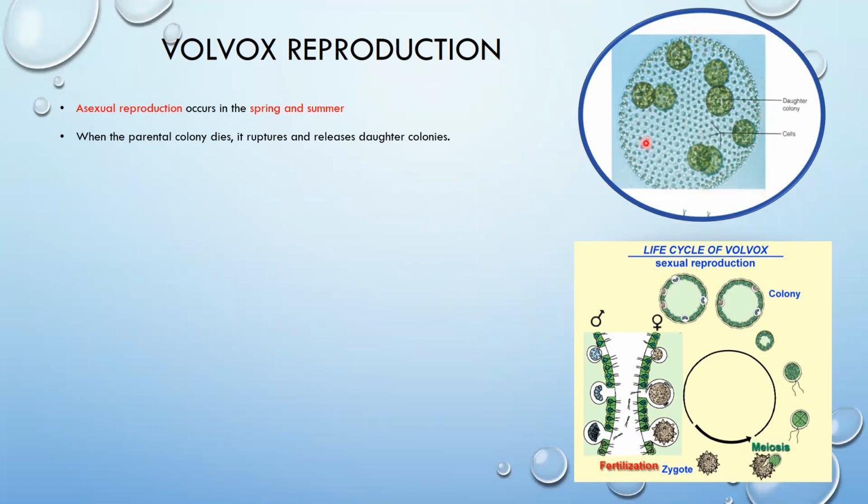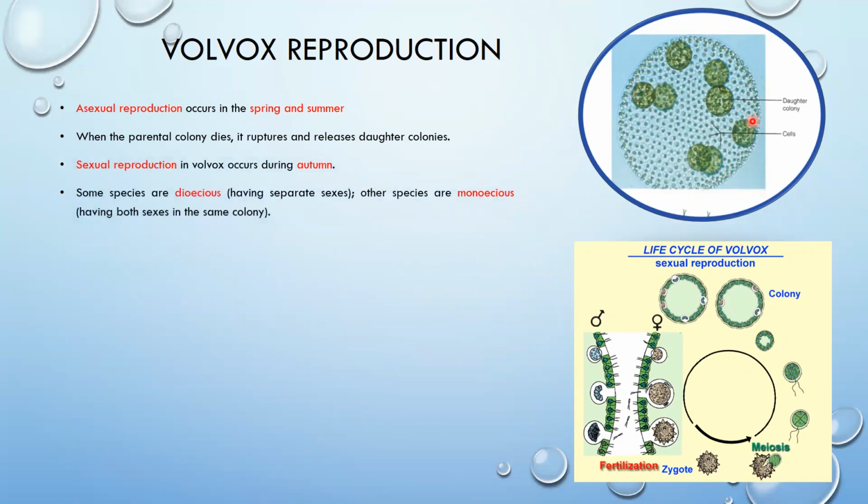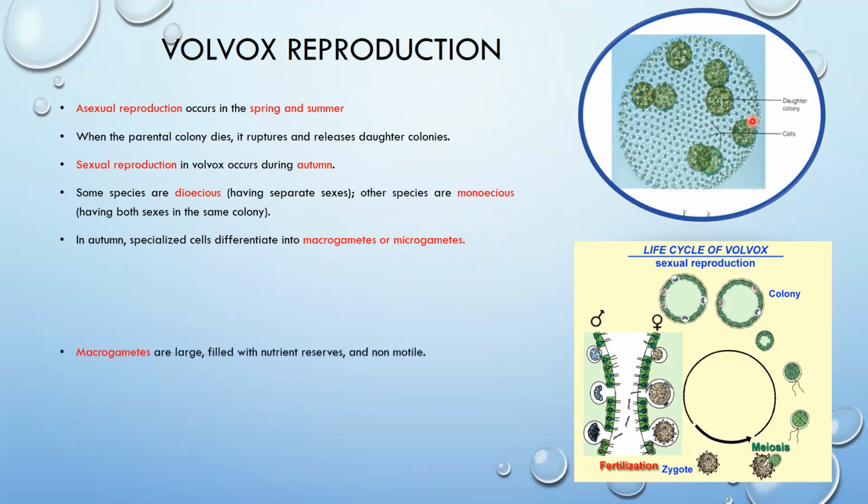So this one is the mechanism of asexual reproduction. Sexual reproduction in volvox occurs during the autumn. Now, some species are dioecious, having separate sexes, and others are monoecious, having both sexes within one colony. In autumn, the specialized cells are going to differentiate into micro and macro gametes.